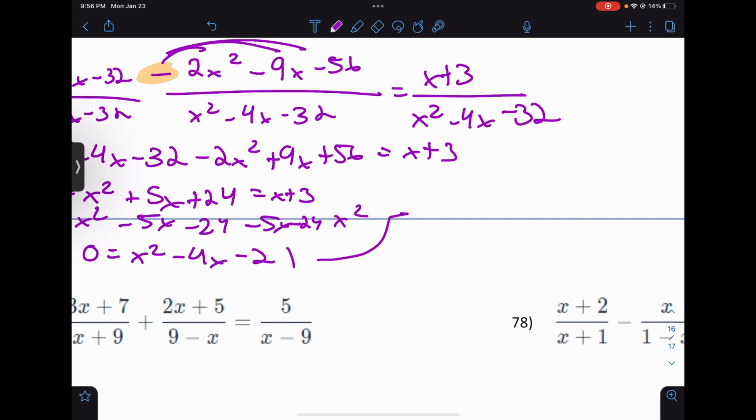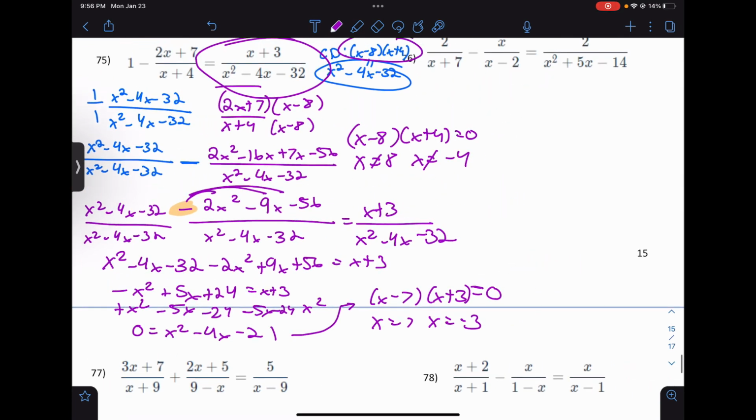All right. So we can go ahead and solve by factoring. We're going to factor this guy into x minus 7, x plus 3. We get that x is 7 and x is negative 3. So we've got to look, okay, what can x not equal? It can't be 8 and it can't be negative 4. Both of these are good solutions. So our answer here is going to be 7 and negative 3.